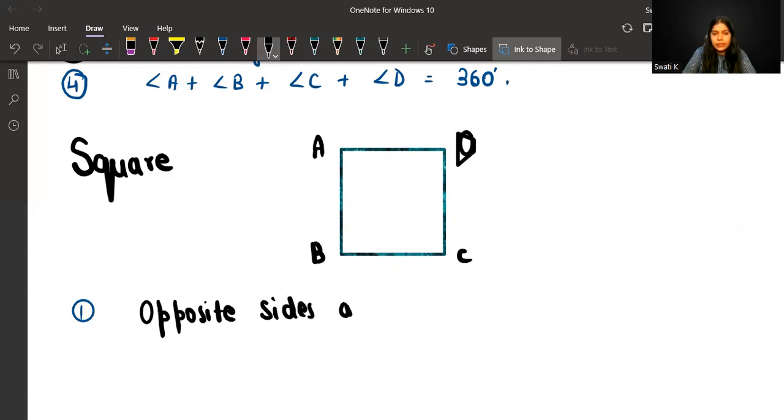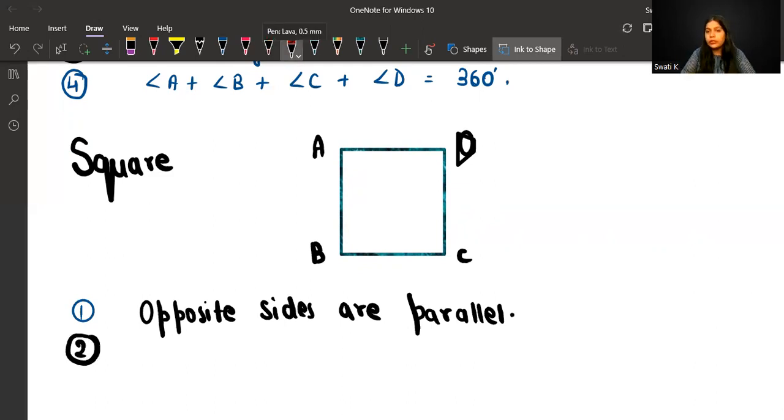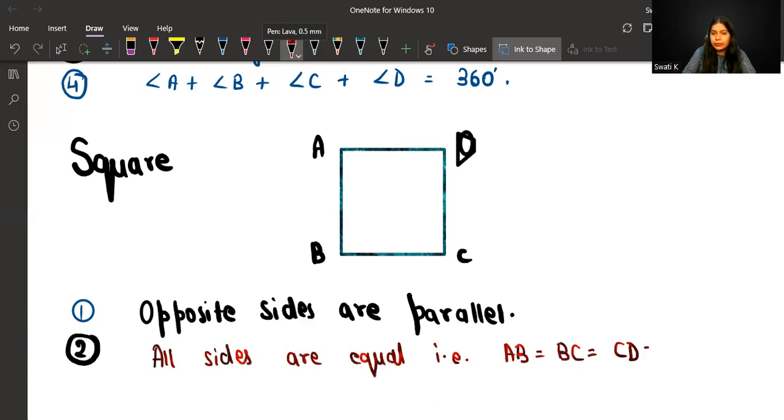Next is, here not opposite sides are equal, all the sides are equal. That is the difference between a square and a rectangle. In a rectangle, we only have the opposite sides equal and parallel. Here the opposite sides are parallel, but not only the opposite sides are equal, all the sides are equal. What does that mean? It simply means all sides are equal. And this is the short form of: length of AB is equal to BC is equal to CD equals to DA.